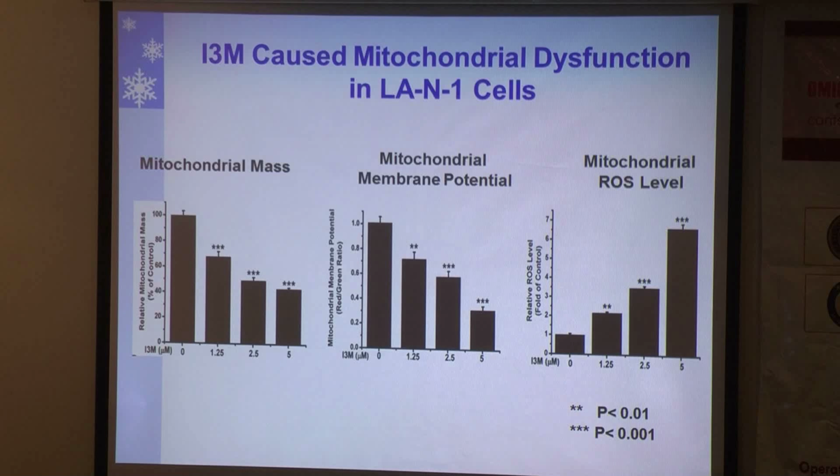So we looked at the mitochondrial function, and I3M causes so-called mitochondrial dysfunction. For example, there's a reduction in mitochondrial mass, as well as a reduction or depolarization of the mitochondrial membrane. We also measured the reactive oxygen species, especially the superoxide anion. There's an increase in ROS, whereas there's a decrease in mitochondrial mass and membrane potential.